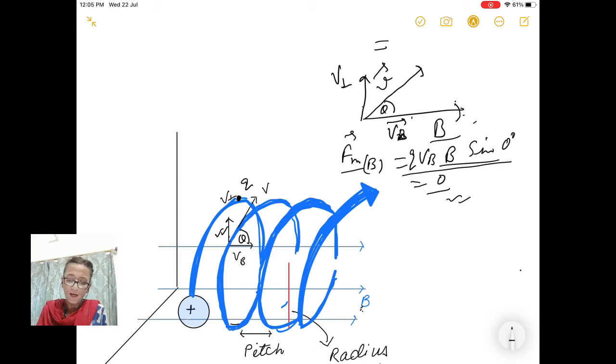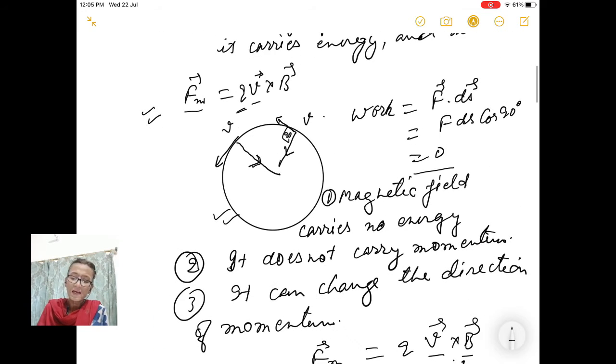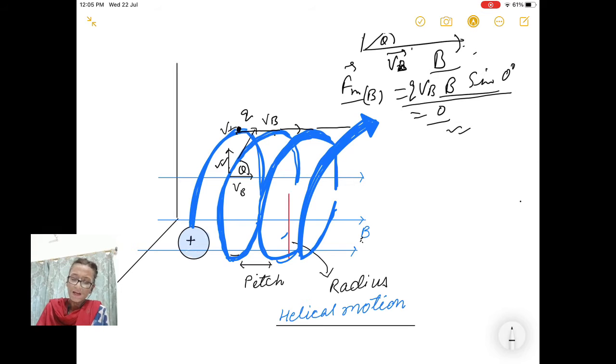The parallel component will try to produce charge along the direction of B with equal speed. The perpendicular component will execute a circle, and due to the parallel component, it will remain moving with uniform velocity along B. So instead of getting a circular path, we get a path of the shape of a spring, which is called a helical path.